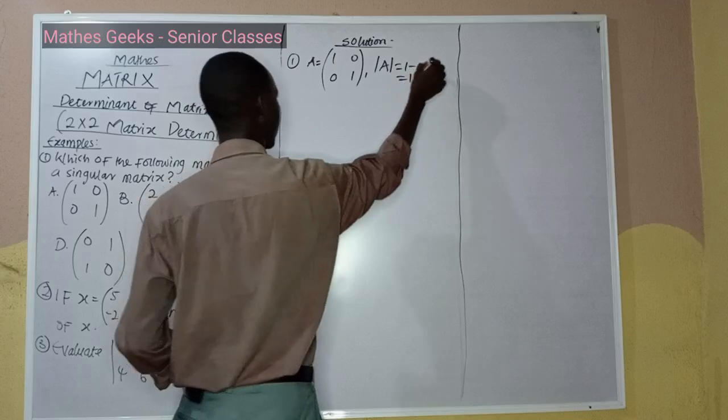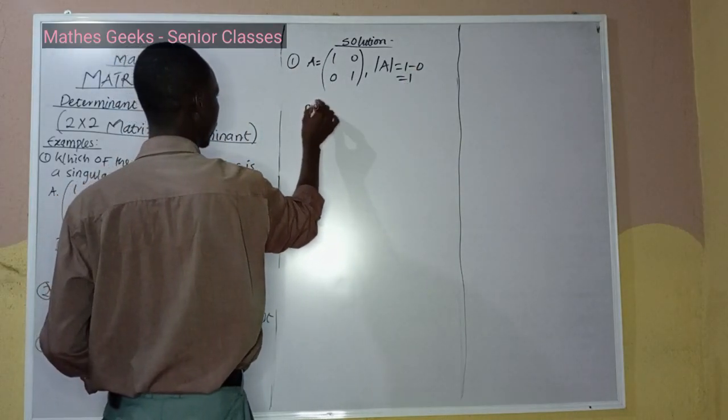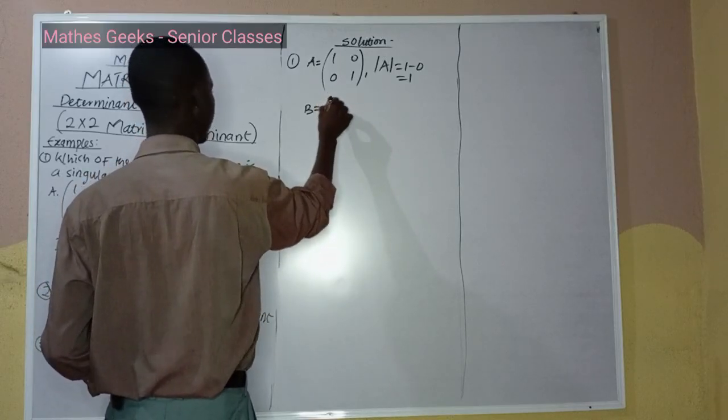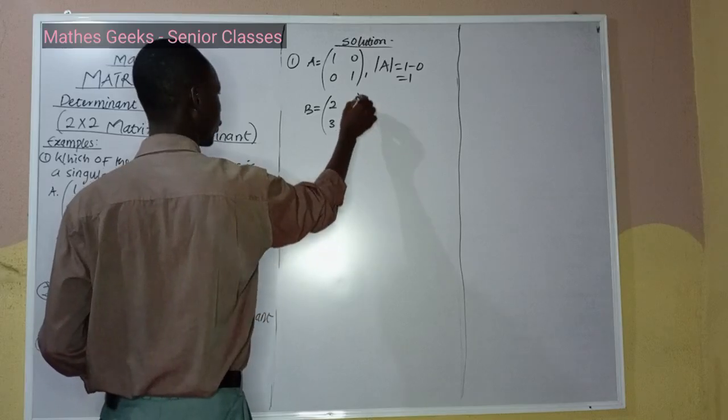So let's check option B and call it matrix B. Matrix B is 2 3 1 2.